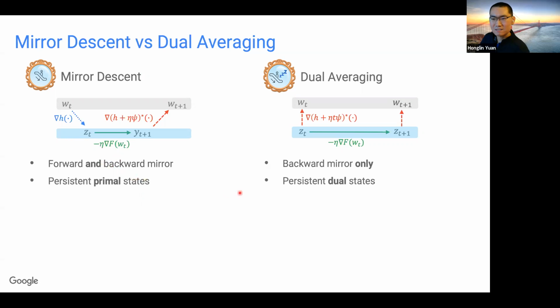And for dual averaging, there's only a backward mirror. There's no forward mirror. There's no blue, and there are no blue arrows. And it keeps a persistent dual state. That's the main difference between mirror descent and dual averaging.